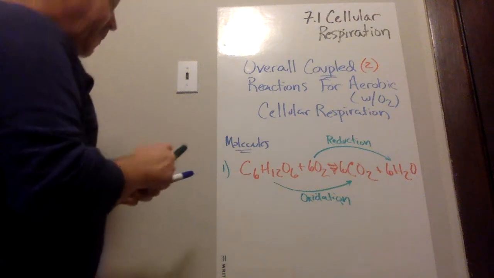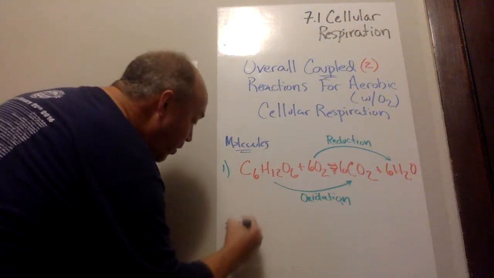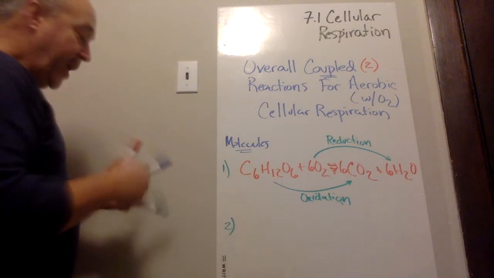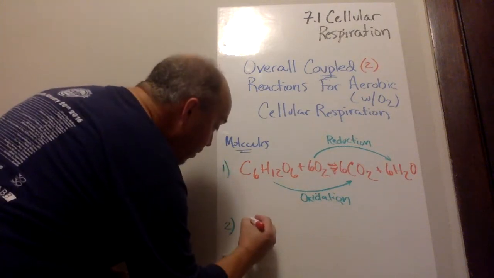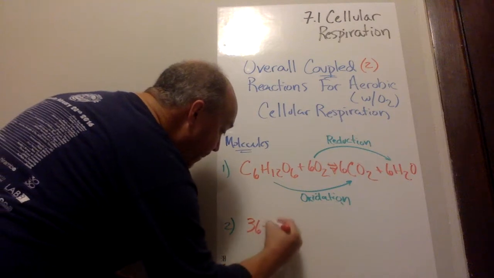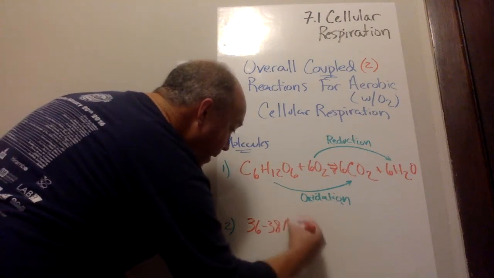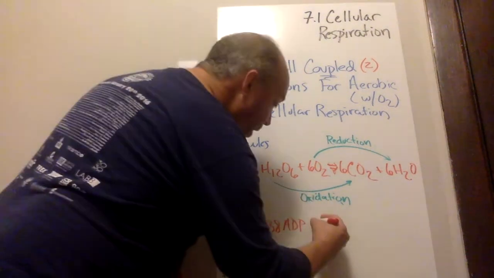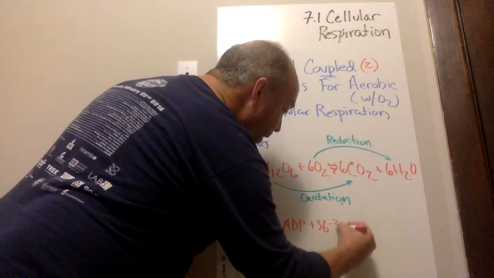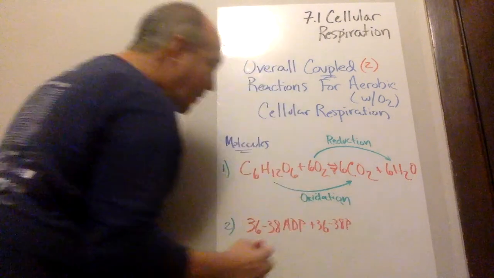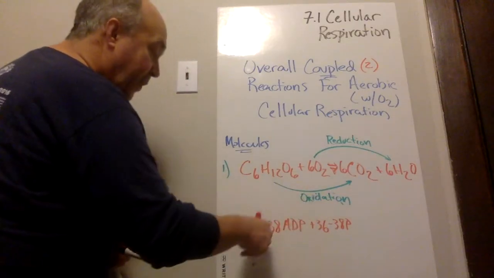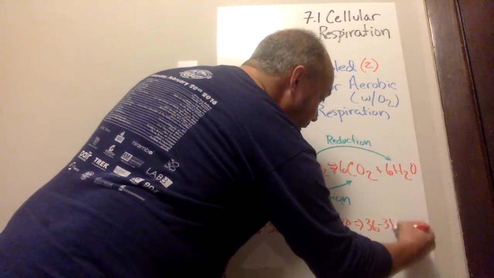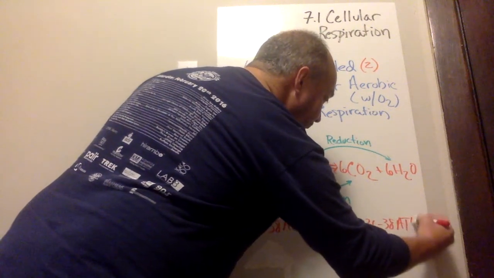The second is about the energy. So equation 2. We will be making about 36 to 38 ATP. So if you're going to make 36 to 38 ATP, you got to start with 36 to 38 ADP. You need another 36 to 38 phosphates, because we'll add 36 of these to 36 of these, and we will get 36 to 38 ATP.